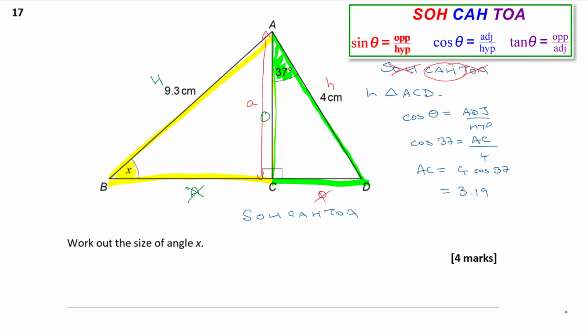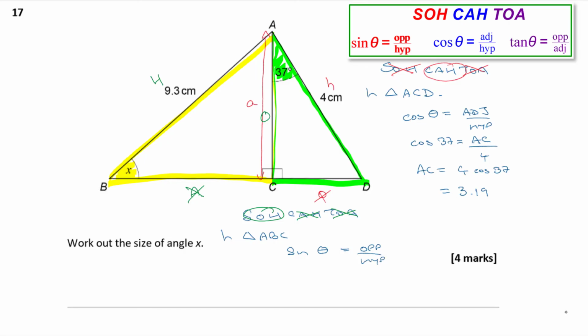Now in triangle ABC, it's actually the A that we're not so interested in. So getting rid of the trigonometric ratio that has A in it leaves me with this one, the SOH. So I'm going to write down sine theta is equal to the opposite over the hypotenuse.